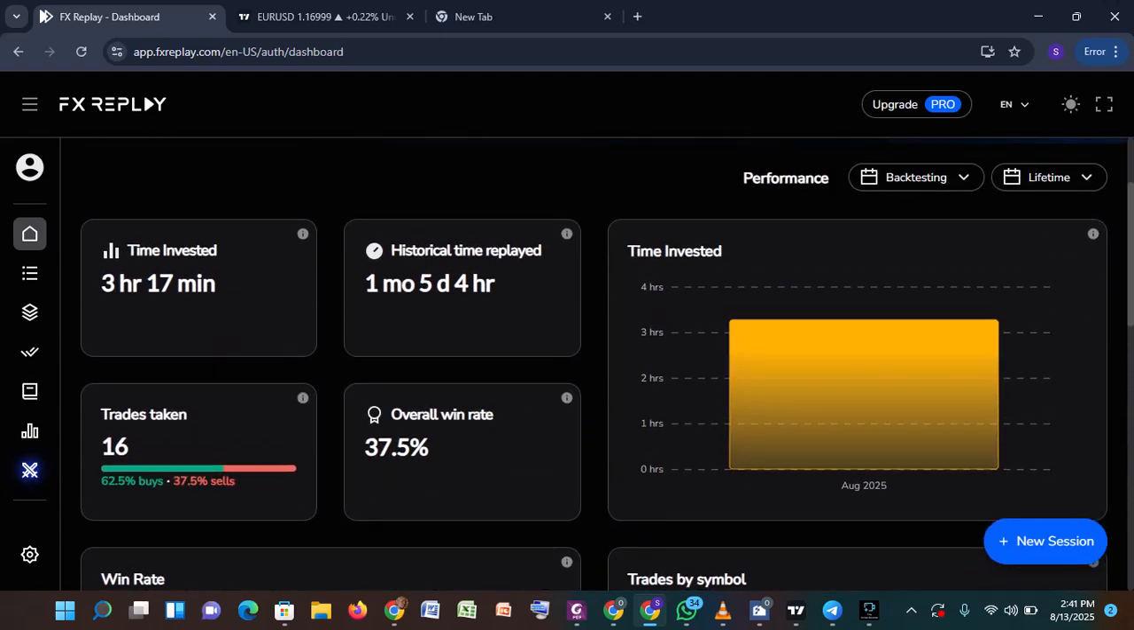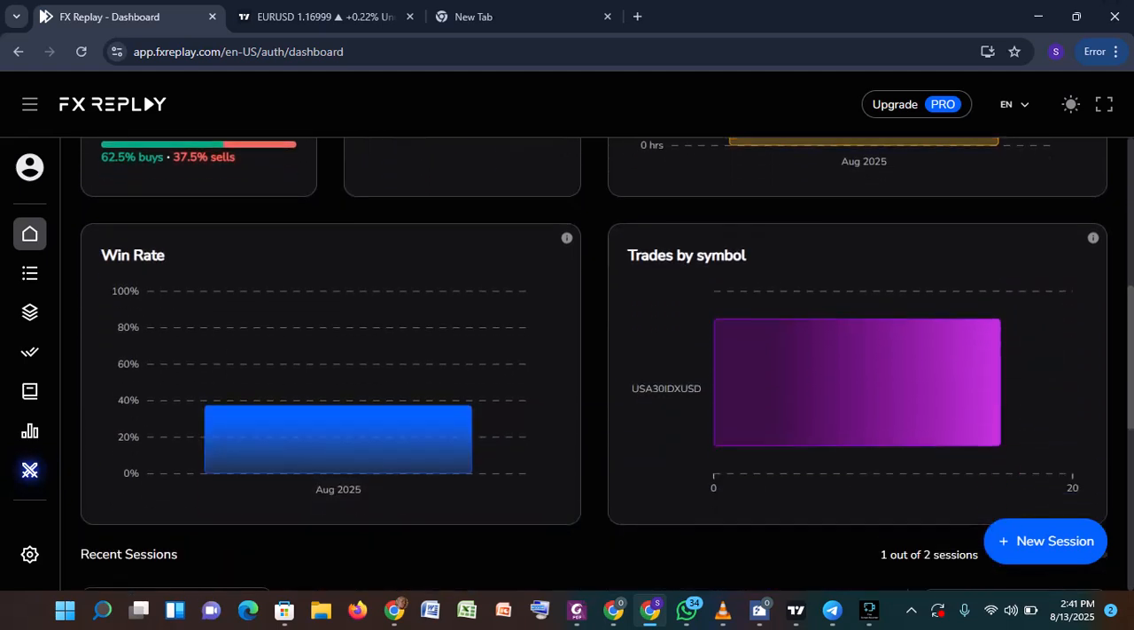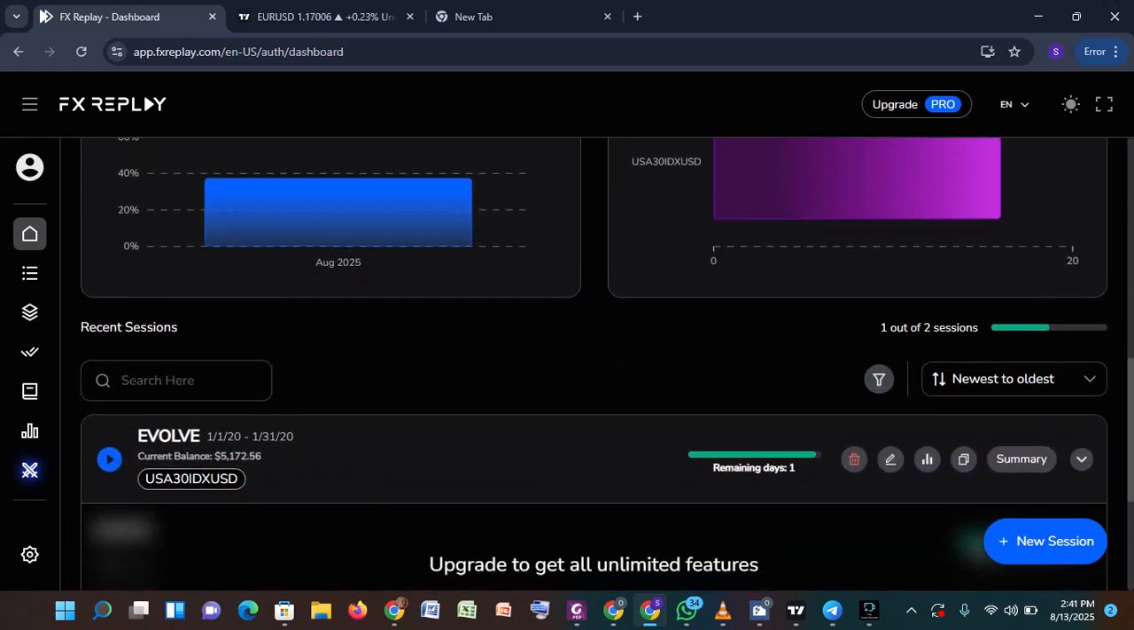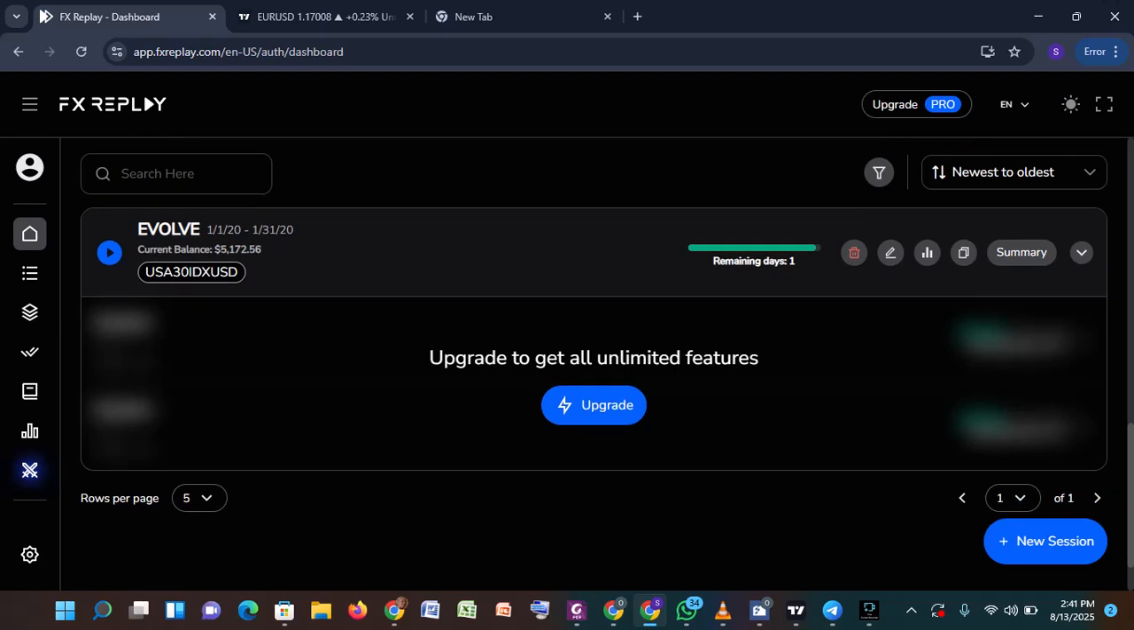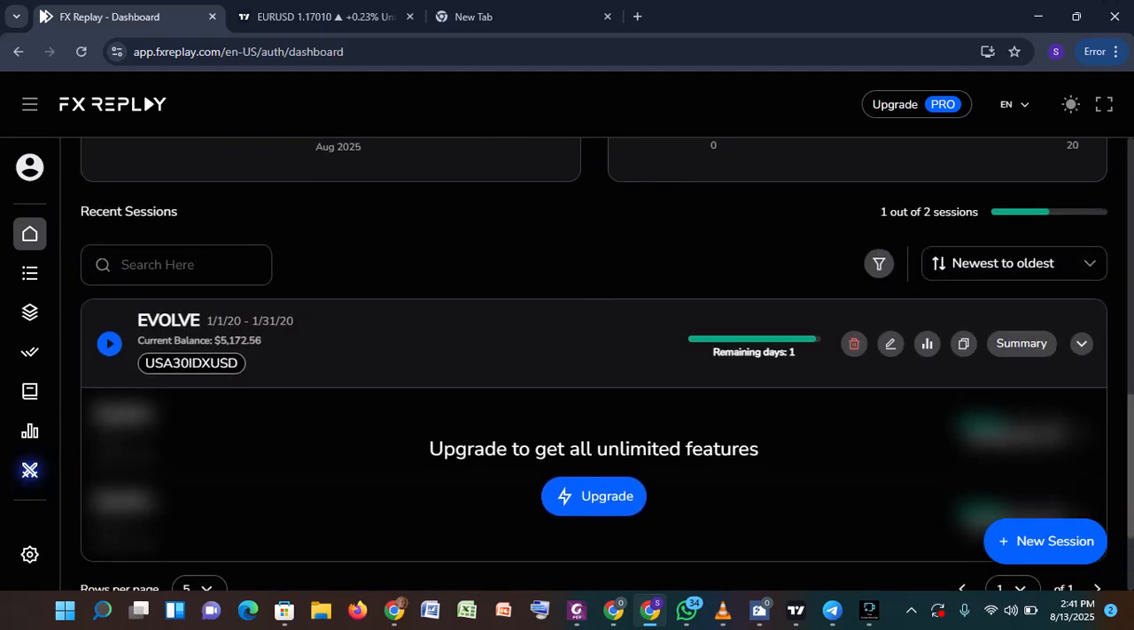So I'll just take you through and show you everything here. This is US30, and I start with what I think to be a regular balance, especially if you want to get a prop firm funded account, which is a $5,000 account. You can see this is a month of data. I backtested just a month, from the 1st of January 2020 to the 31st of January.